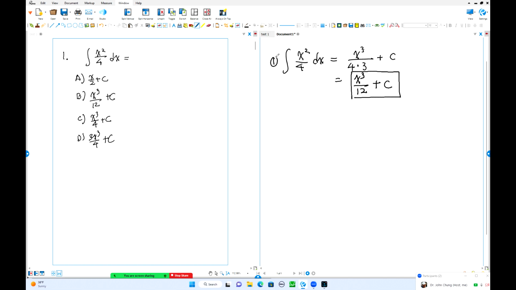Can you try this one by itself? Try this one. Figure out. So this one, the B is correct, okay? Make sure, okay, you can do this one.